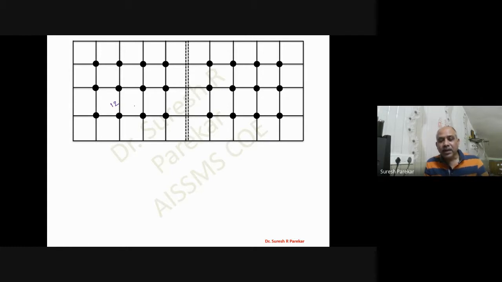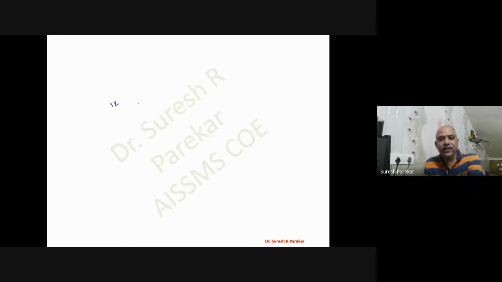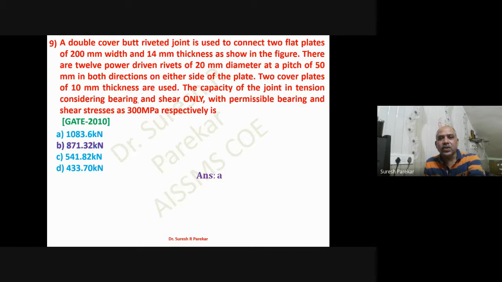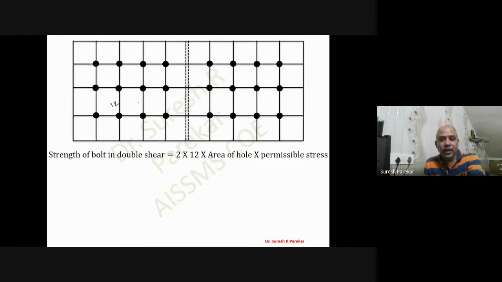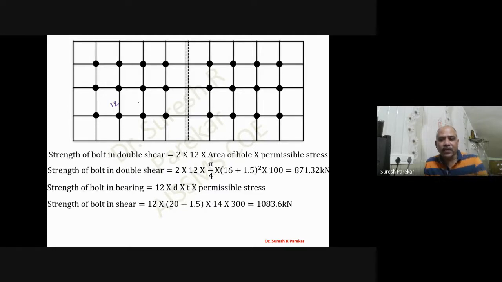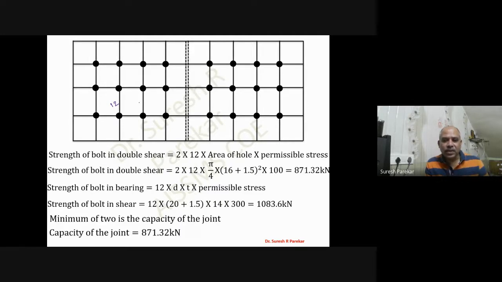Now as this is given, we have a double cover, so we have double shear, and therefore we have calculations in this fashion. The strength of a bolt in double shear is 2 into 12. So 2 because we have double shear.